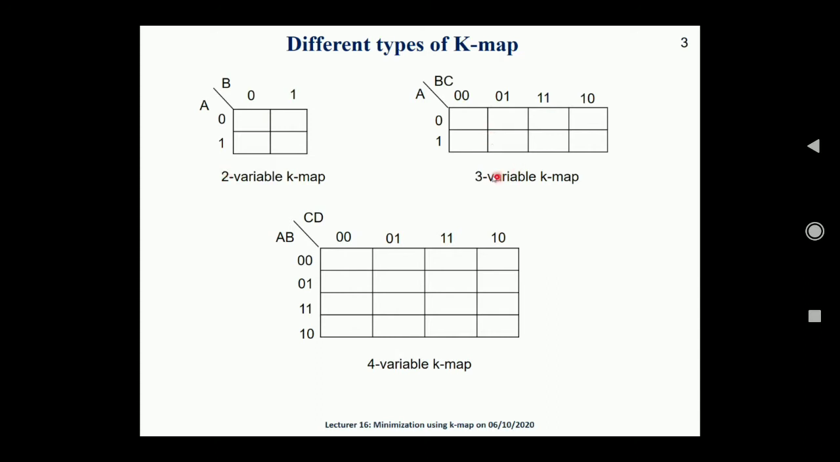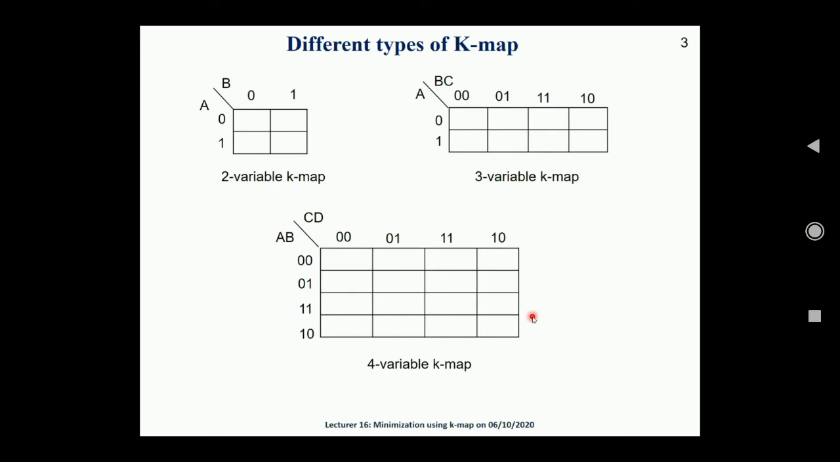So 3 variables means what? 2 to the power 3, here m equal to 3. 2 to the power 3 means 8 cells: 1, 2, 3, 4, 5, 6, 7. And when we are talking about the 4 variable, 2 to the power 4 means 16 cells are there. This is 1 cell, 1, 2, 3, 4, something like that, up to here is 16 cells.